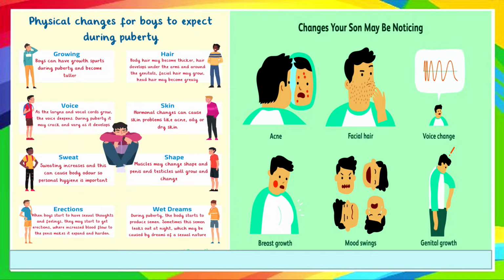So ma'am, during the adolescent stage, are they men or are they boys? Ma'am, they will be known as teenagers at that time. Okay. And after that, they become? A man, an adult male. Okay.